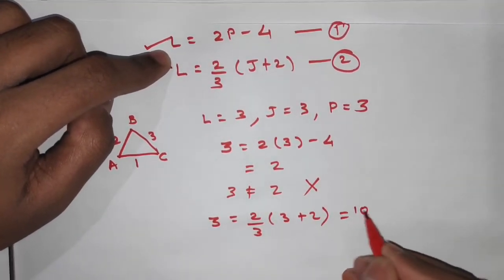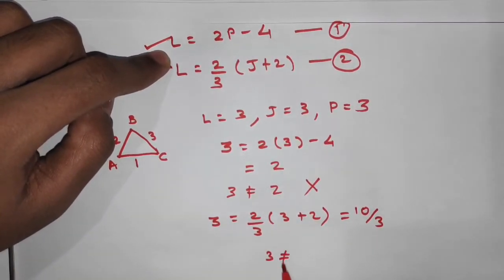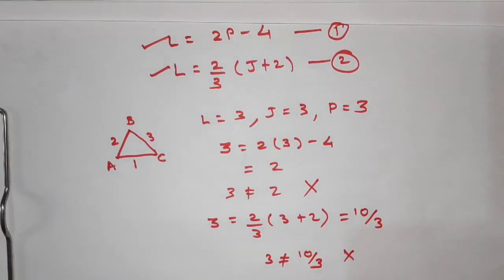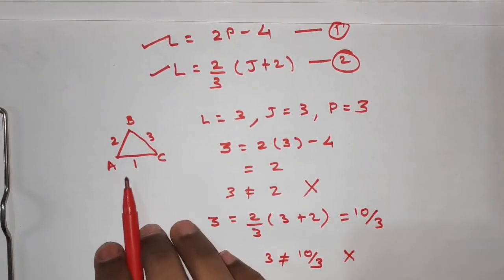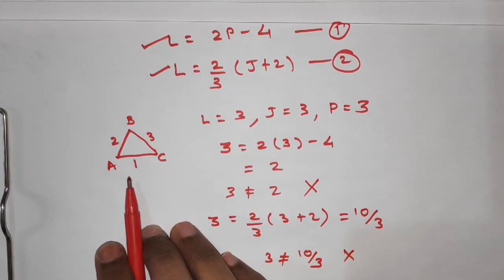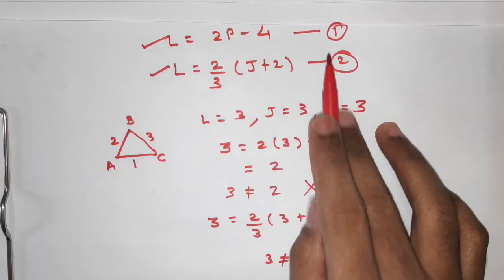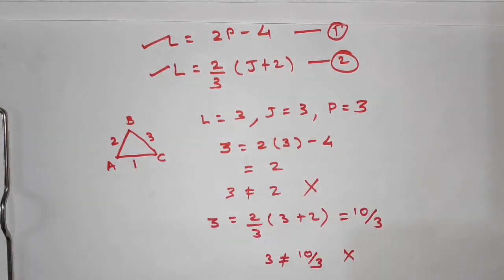This comes to 10 by 3. Again 3 is not equal to 10 by 3. So the second equation is also not satisfied. So this arrangement of links and kinematic pairs will not be a kinematic chain, because either equation 2 or equation 1 is not satisfied.